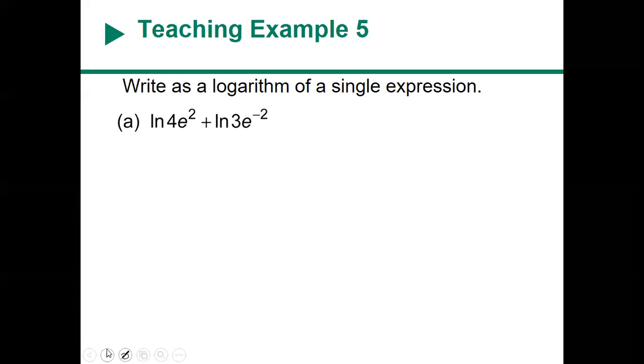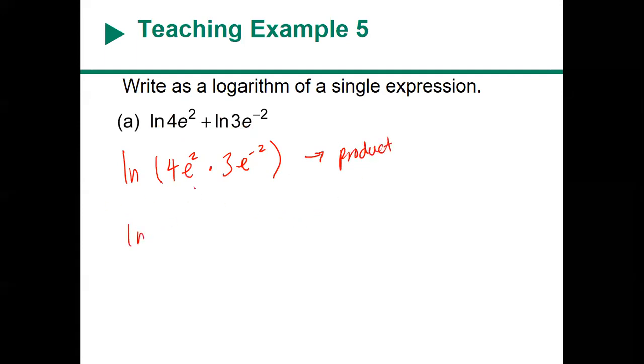Multiplication. So it's the product rule, right? So we're going to start off with the product rule. And the product rule tells me if the logs are the same, that means I can multiply the two, right? So when I have natural log, I'm going to have 4e squared times 3e to the negative 2. And that's because of the product rule. I'm going to clean this up.